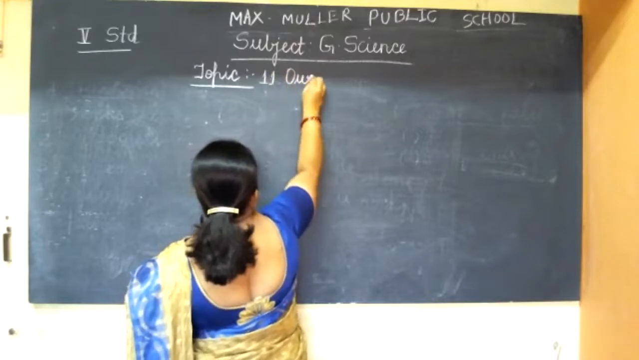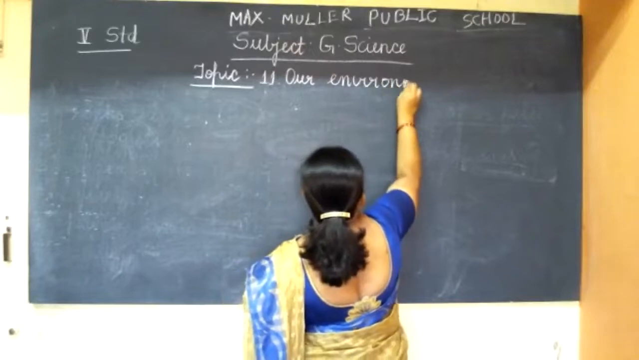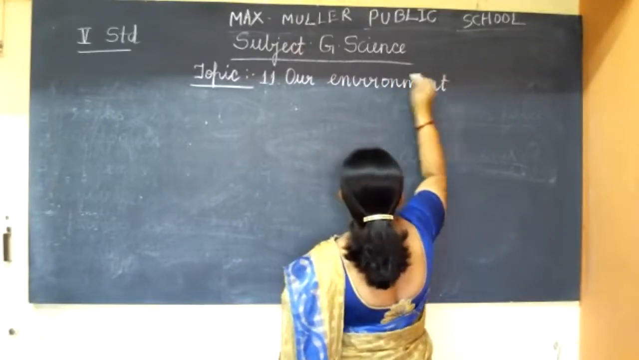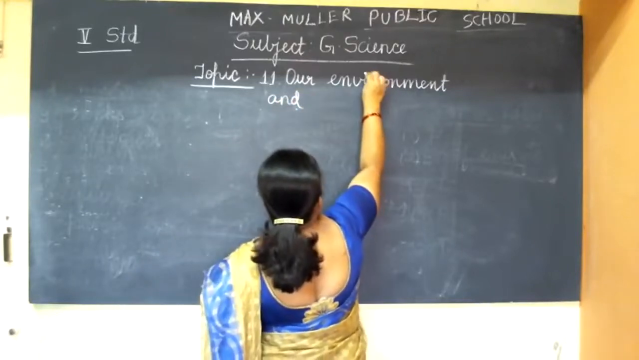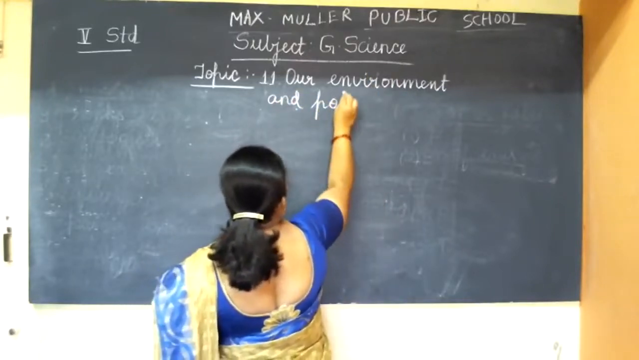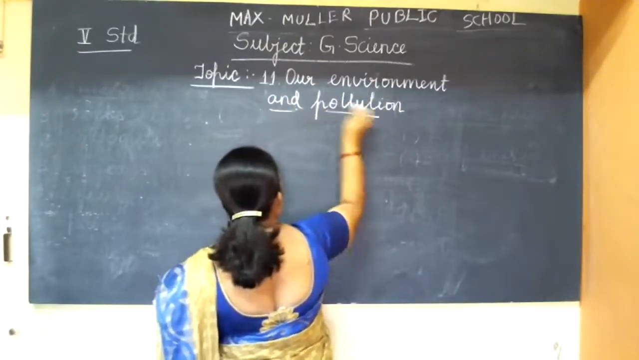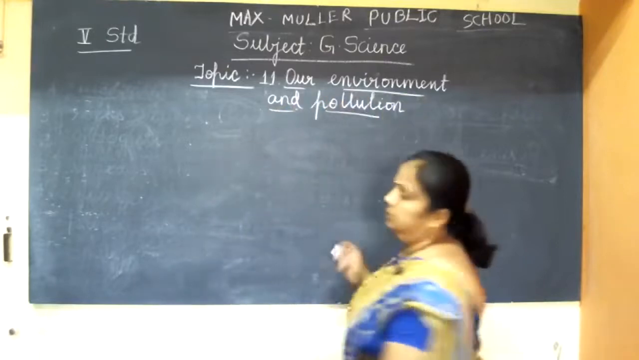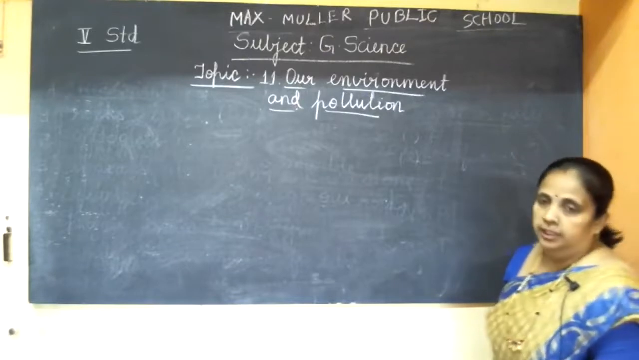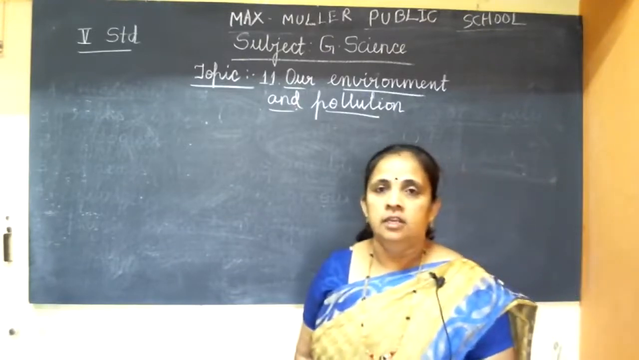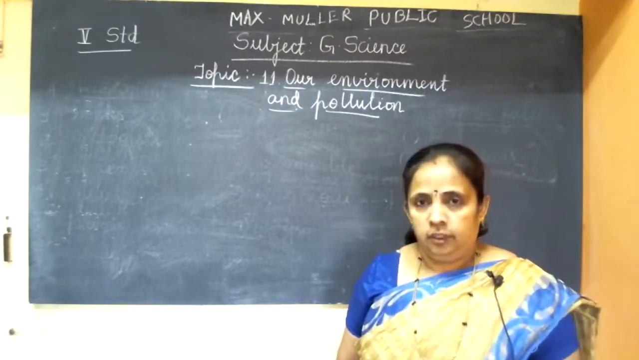It is our environment and pollution. So first we'll study about environment. What is environment? After that we'll go for the pollution. What is pollution? Okay. Now I said we all live in a surrounding. We see so many things in the surroundings. So what all the things we see in the surroundings will make up the environment.